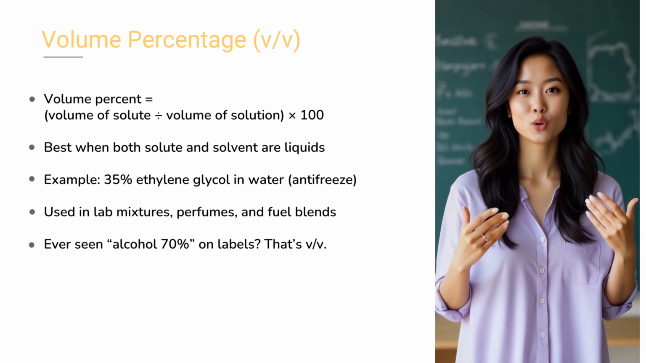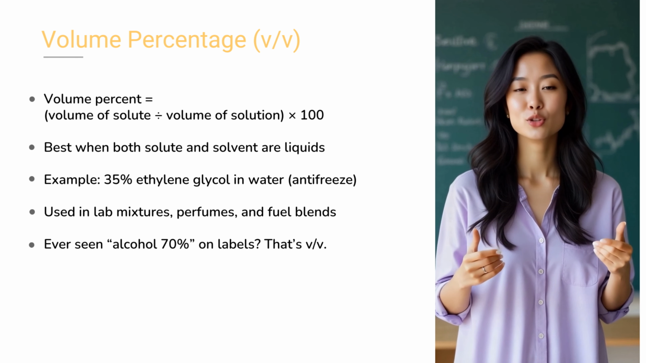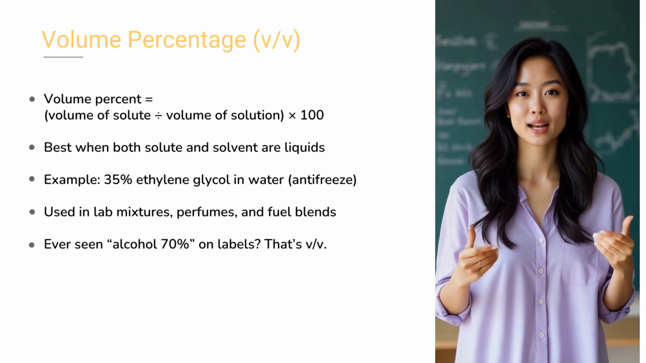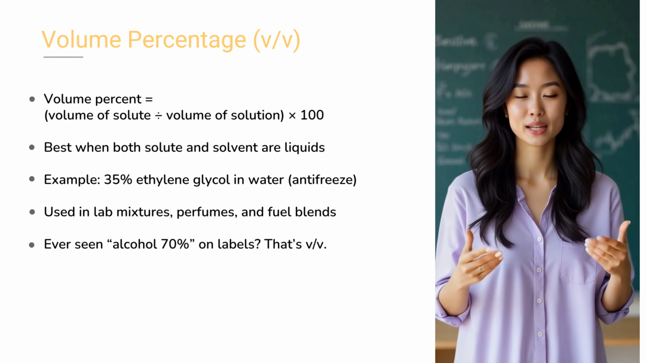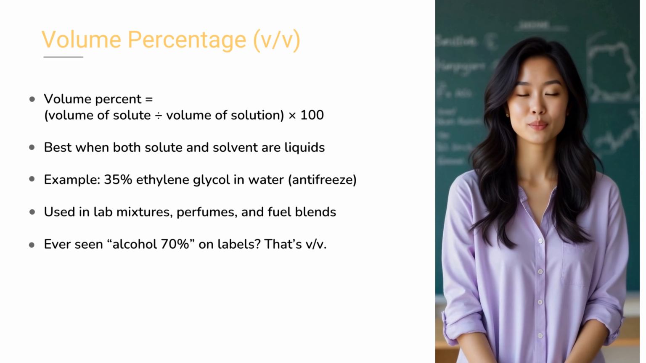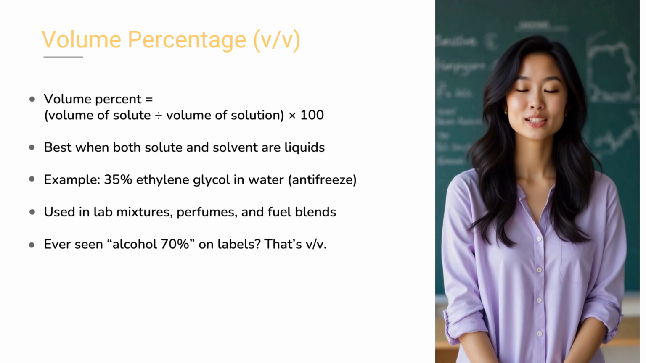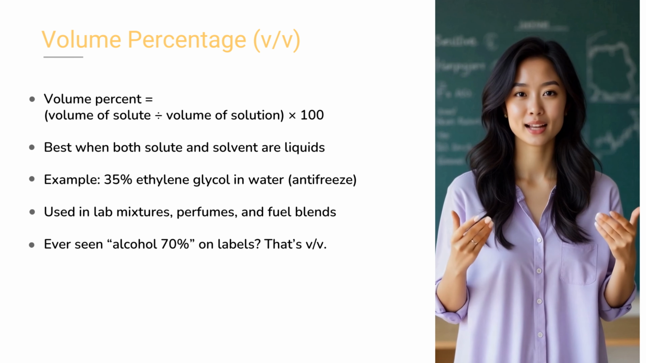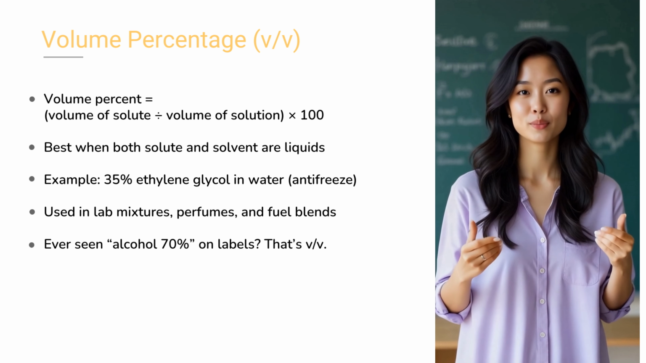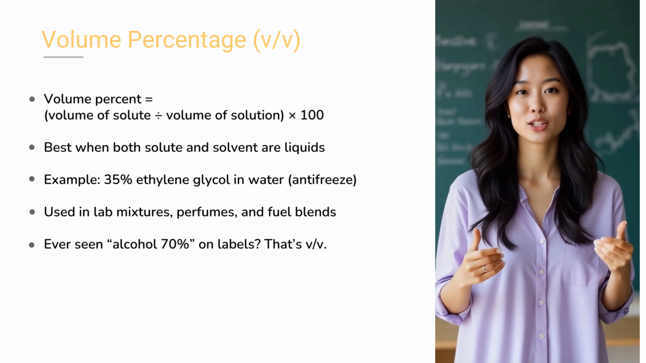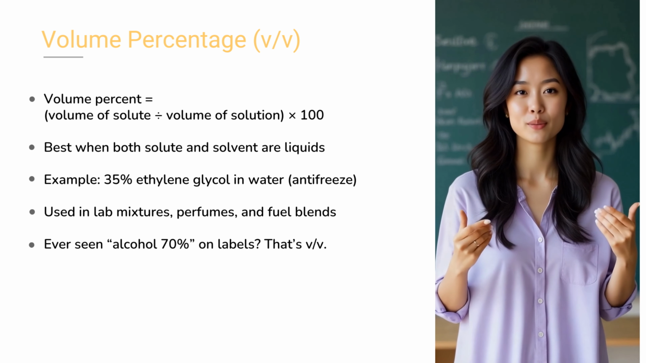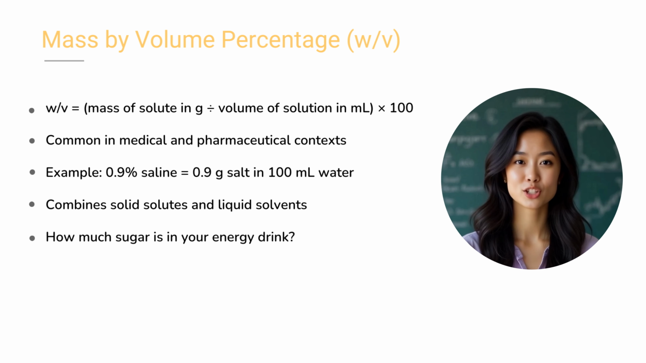Volume percentage is also called volume by volume concentration of solute. It is defined as the amount of solute in milliliters present in 100 milliliters of the solution. For example, a 35% volume by volume solution of ethylene glycol in water is used as antifreeze in car engines. That means 35 milliliters of ethylene glycol is present in 100 milliliters of solution. This unit is especially common in biology and medicine.